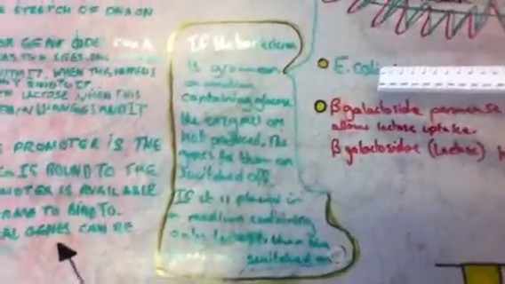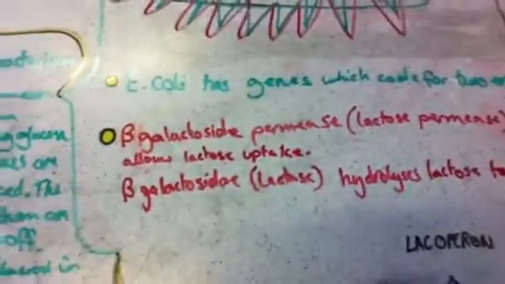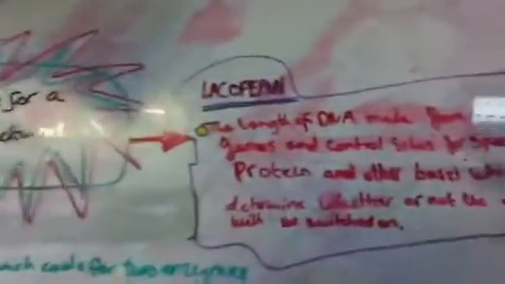We're just going to talk about something quickly. If the bacterium is grown on a medium containing glucose, these enzymes are not produced, and the genes are basically switched off. If it is placed in a medium containing only lactose, then the genes are switched on and these enzymes are produced. Now, what determines this is something called the Lac Operon.